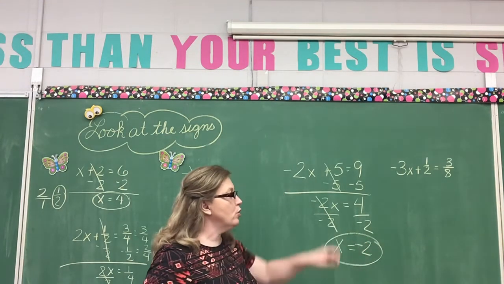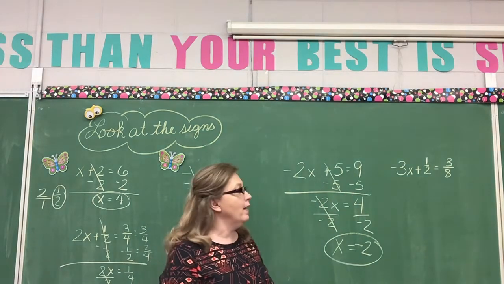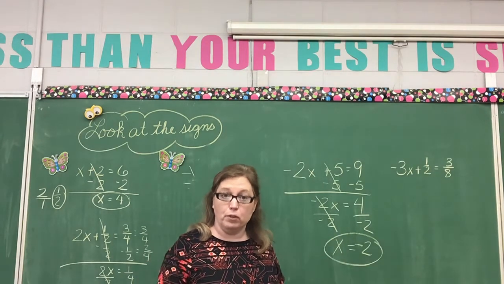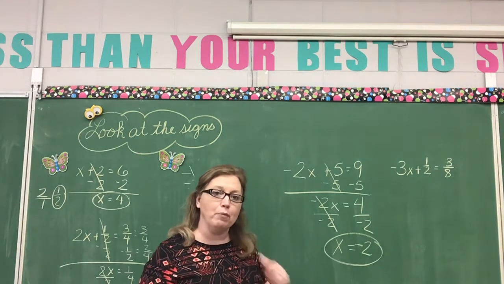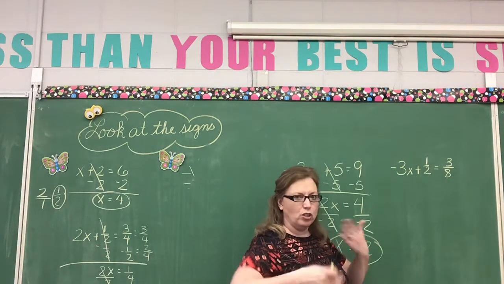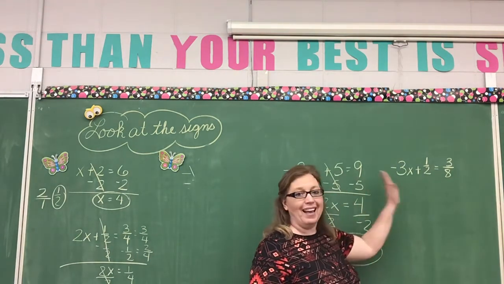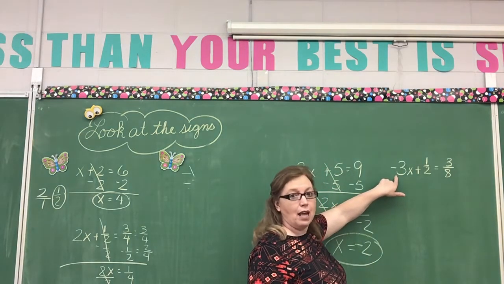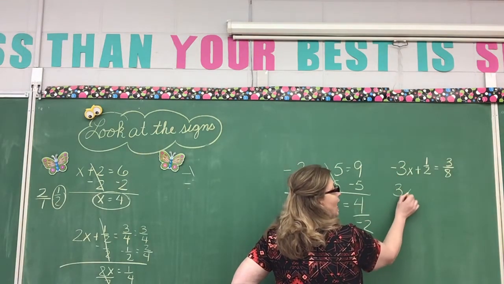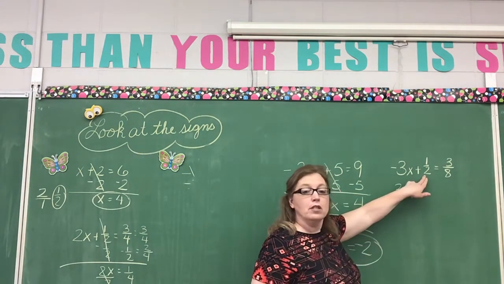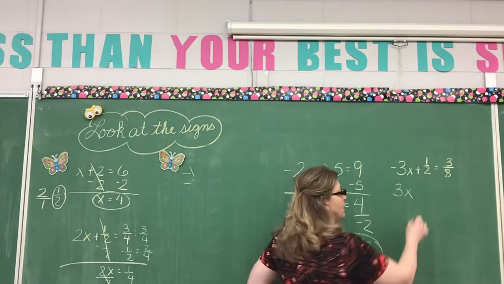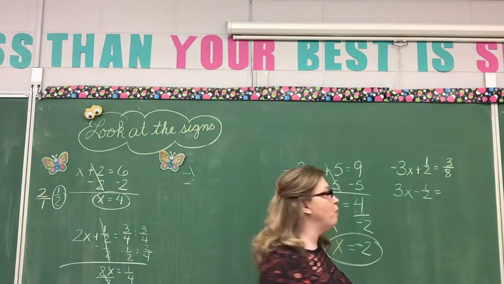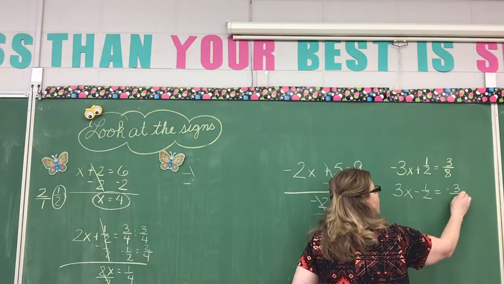Okay? I want you to look at this next problem. It has a negative coefficient. We can choose to do this by multiplying by a negative 1. I'm going to do that just so you have the opportunity to work through that. So let's multiply every single term by negative 1. Negative 3x times negative 1 gives us 3x. 1/2 times negative 1 gives us a negative 1/2. 3/8 times negative 1 gives us a negative 3/8.